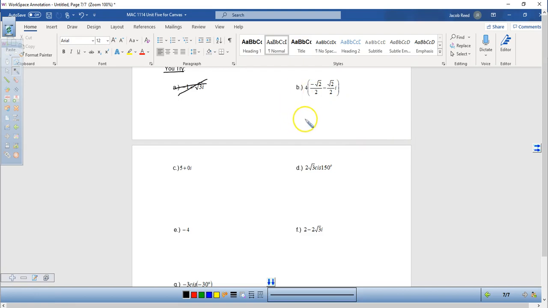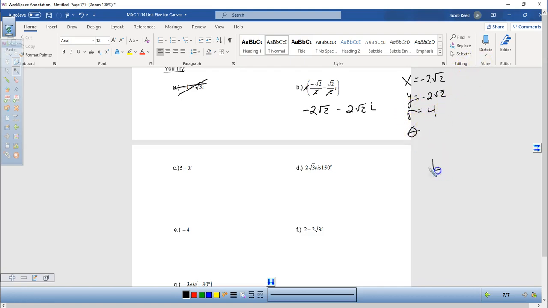First thing on this one is I'm going to distribute the 4. So I get negative 2 root 2 minus 2 root 2 i. And then I'm going to know that x is negative 2 root 2. y is negative 2 root 2. And r is the number 4. Theta.